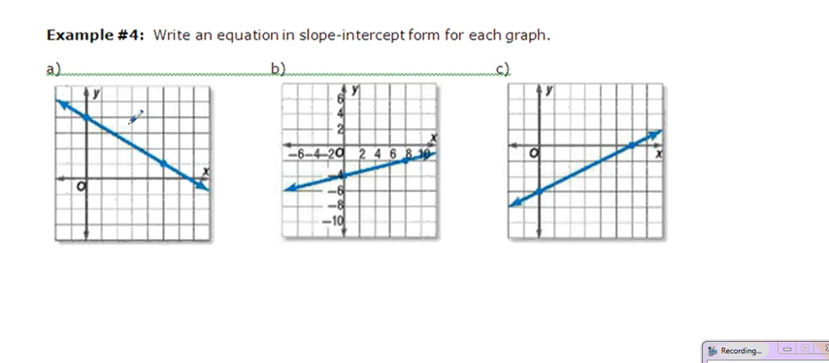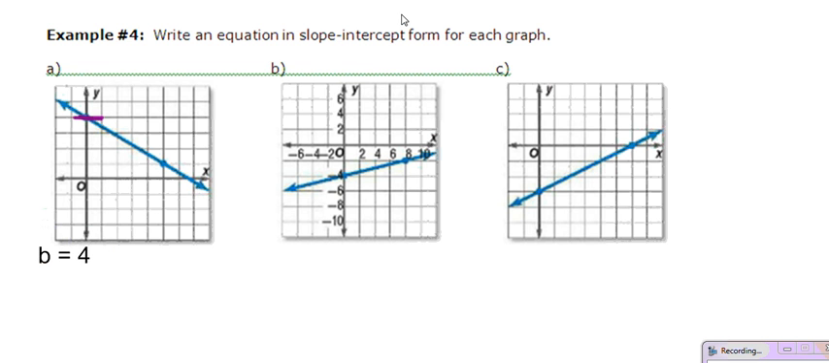I think it's easiest to look at the y-intercept first, and I can tell that A crosses the y-axis right here. That's at 1, 2, 3, 4. So my y-intercept is 4.